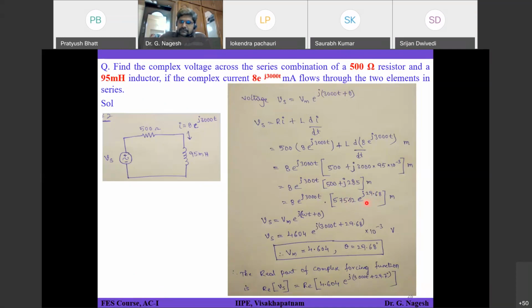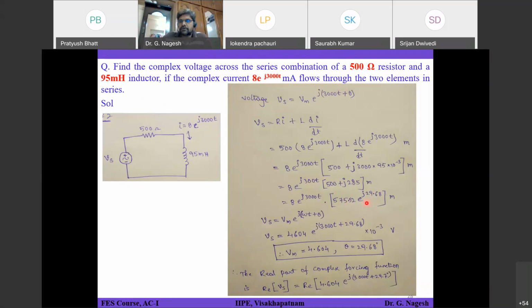In mathematics, polar form is r at an angle of theta. You have a plus jb, and you are converting it into r at an angle of theta. All these three give the same information. That means if you know one, you can convert it into any other format according to your requirement. All these three are complex numbers.